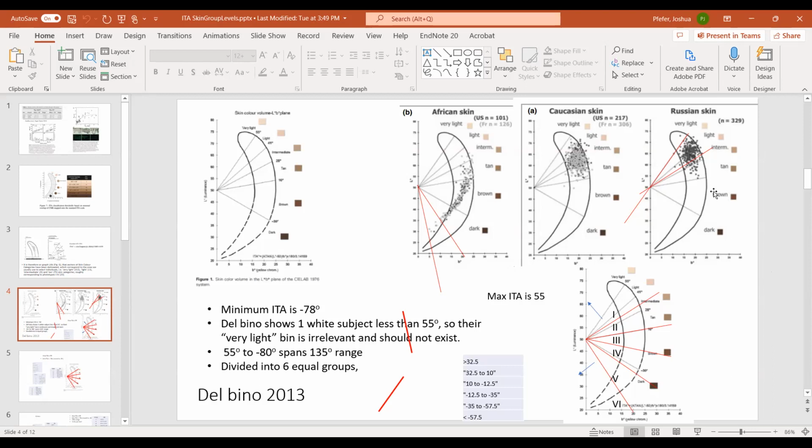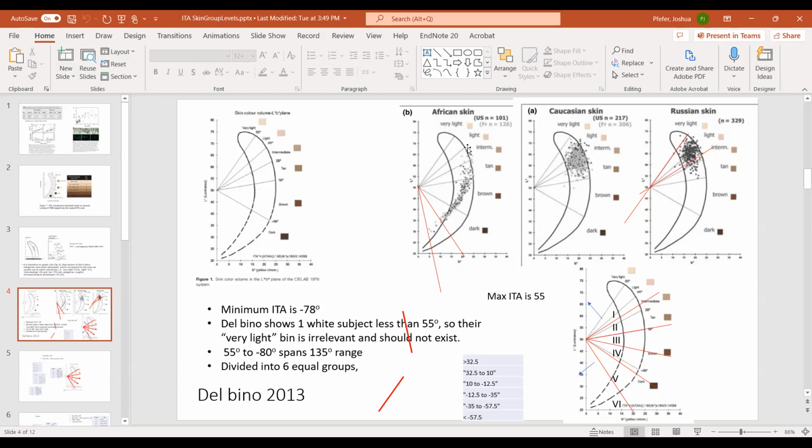And as Delbino has done, they've correlated ITA with melanin content using HPLC and histology. So it's not a perfect correlation. I think there's more research that's needed on it, but that's why I support ITA: there actually has been quantitative data correlating ITA to melanin content of the epidermis.